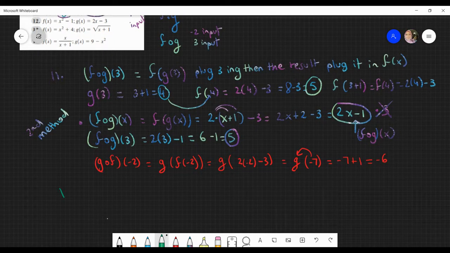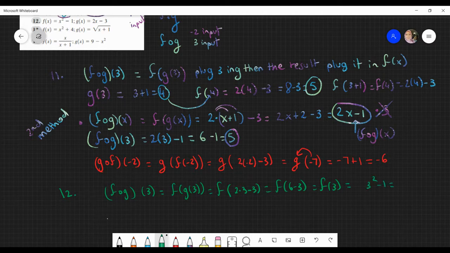For number 12, again, I'm just going to use one method. So I need f of g of 3. So I'm going to plug 3 in g of x. So f of 2 multiplied by 3 minus 3, which is f of 3. So now I plug 3 in f of x. It's an input. So 9 minus 1 equals 8.